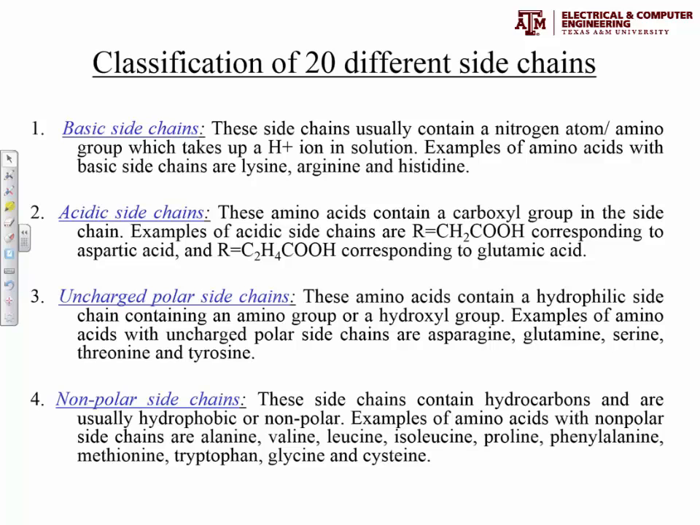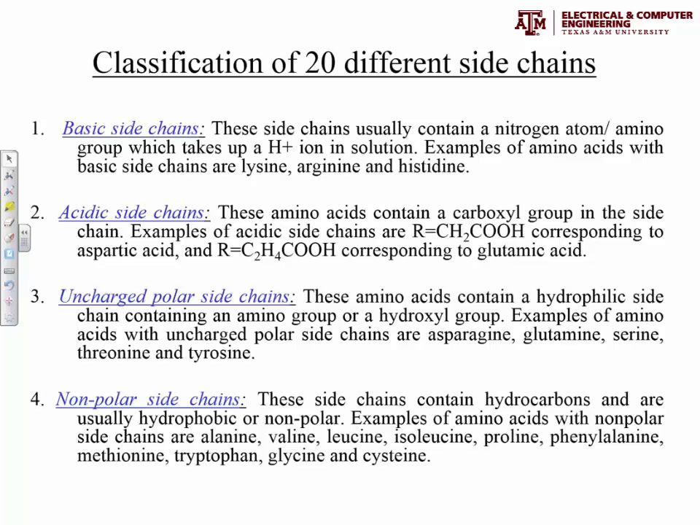Now I give you a listing of the different possibilities for the side chains. Again, you don't have to memorize anything, but if you open a book on organic chemistry or molecular biology, they will give you the detailed structure. What those R's are, the individual R groups, they will put out the detailed structures. Okay, I'll just summarize that.